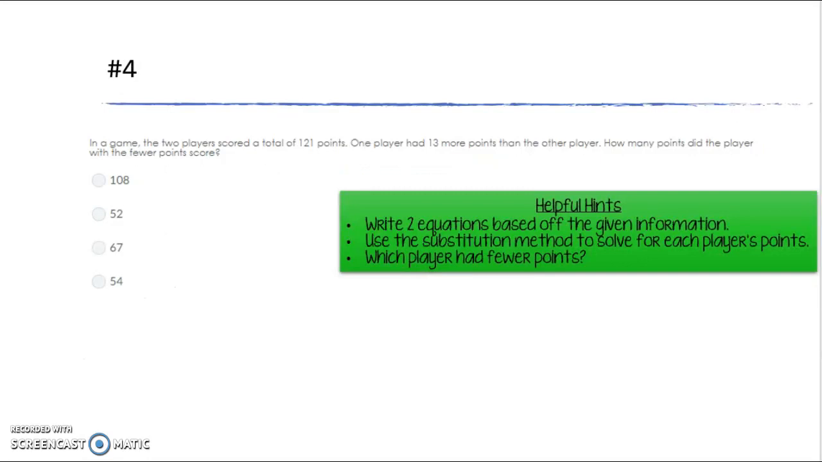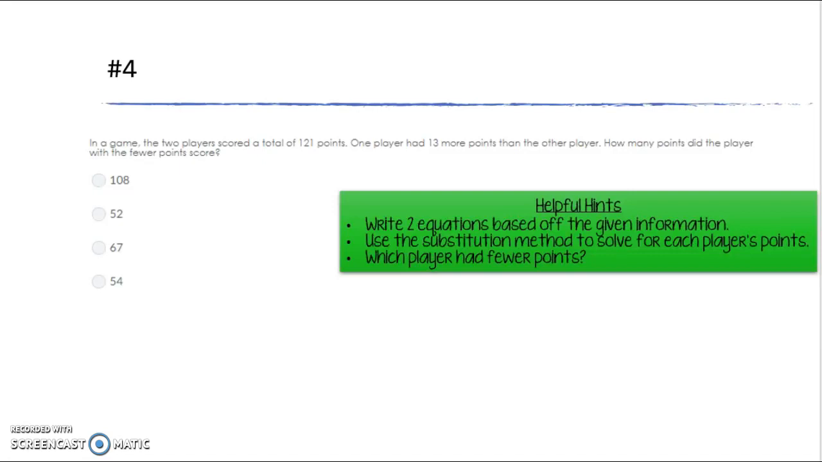Number 4, in a game, the 2 players scored a total of 121 points. One player had 13 more points than the other player. How many points did the player with the fewer points score?